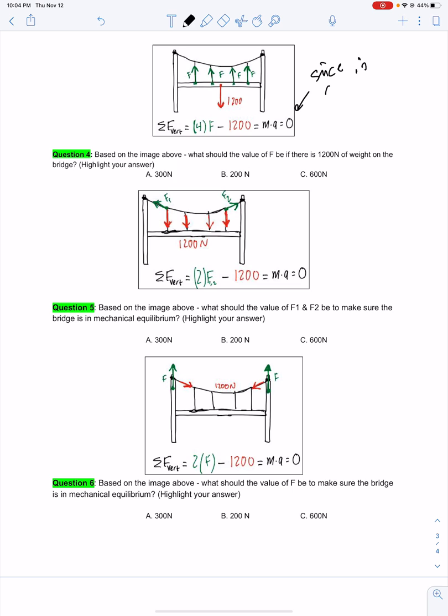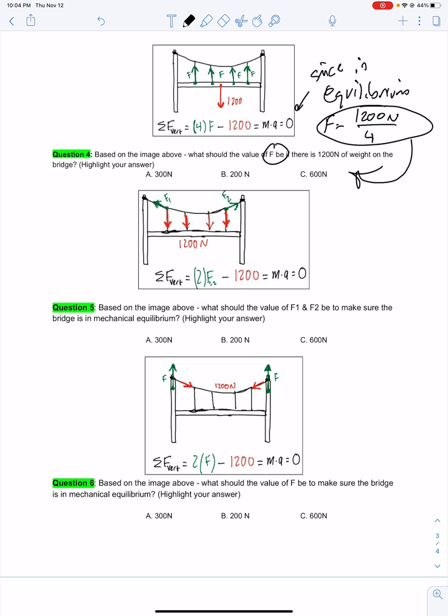Okay, and so the question is, what is the value of F if we are in equilibrium? Well, that simply becomes F is equal to 1,200 newtons divided by 4. So you guys can solve what that equals for our answer.